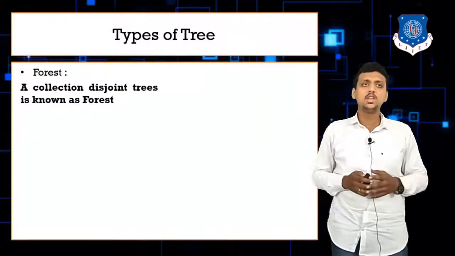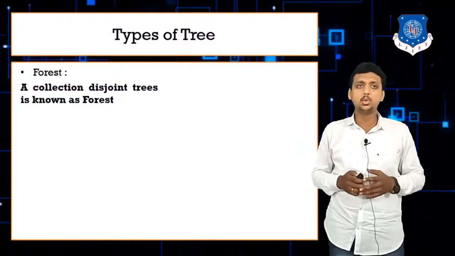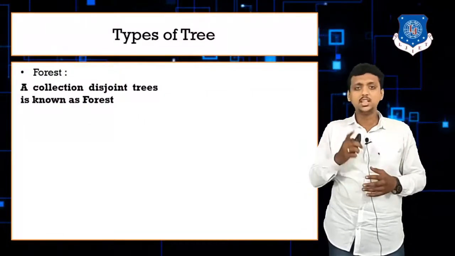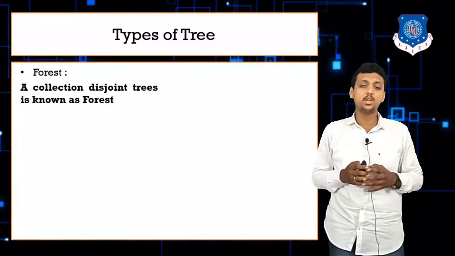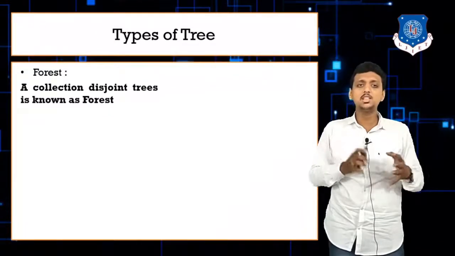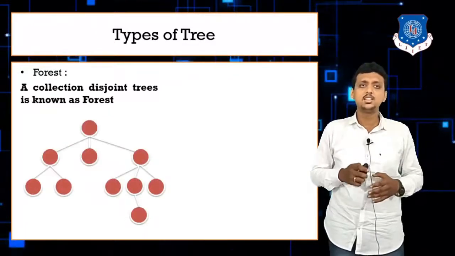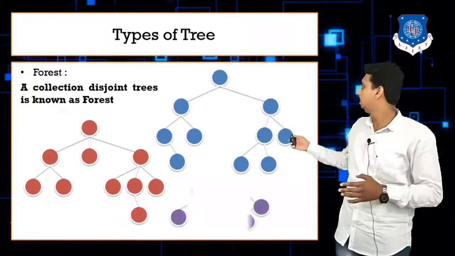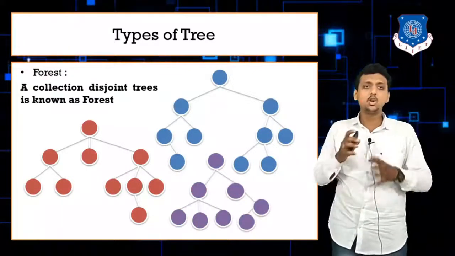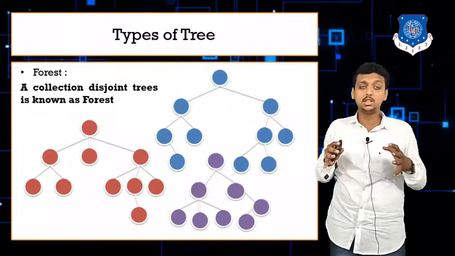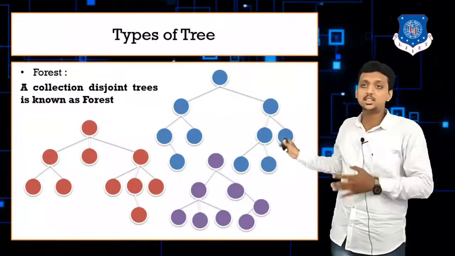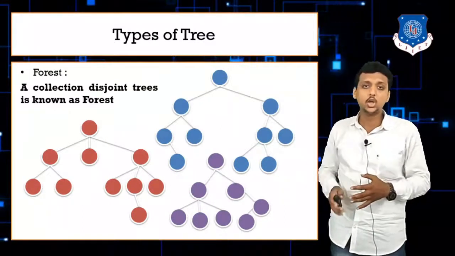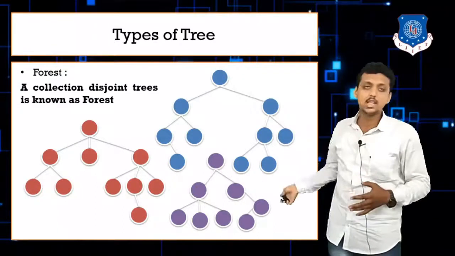It is very important to know the types of the tree, but before that, let me show you what we mean by forest. A forest is nothing but a disjoint set of trees. See, this is tree number 1, tree number 2, and here it is tree number 3. These trees are not connected with each other, but they all exist. Then this is known as a disjoint set of trees. So that is known as forest.